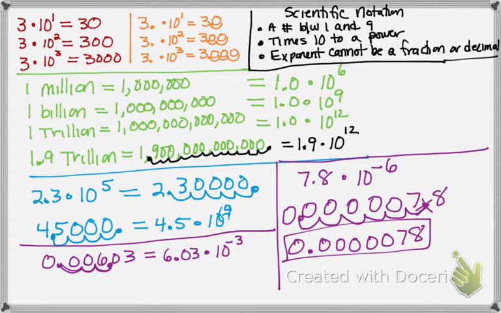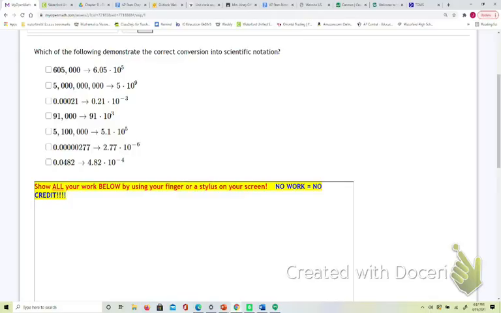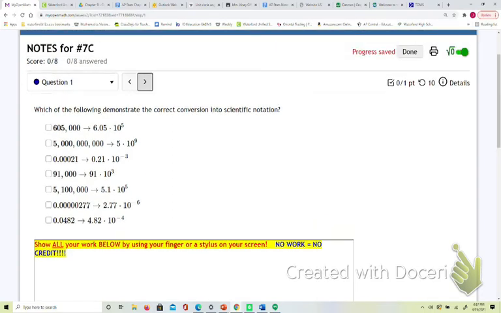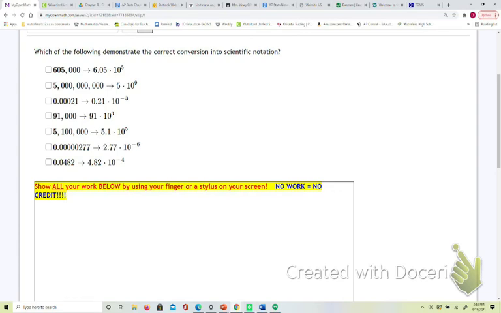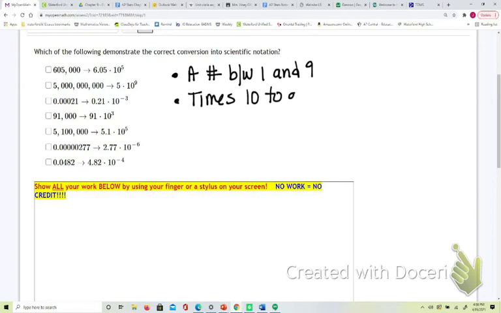Okay, now we're going to go to My Open Math, and we're going to start our lesson. So this is Notes for 7C, and this is number 1. It says, which of the following demonstrates the correct conversion into scientific notation? So remember the rules, okay? It has to be a number between 1 and 9. It has to be times 10 to a power. And the exponent cannot be a fraction or a decimal.